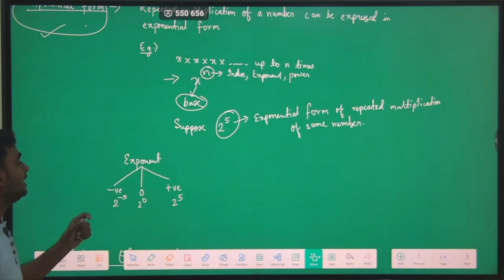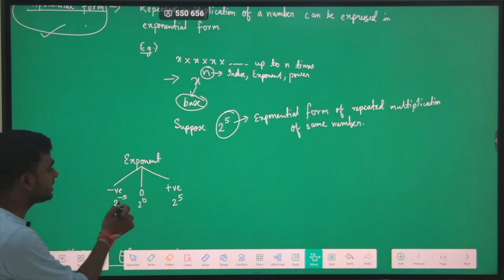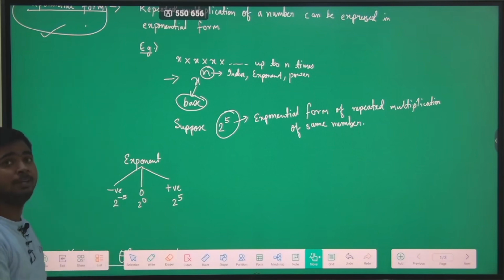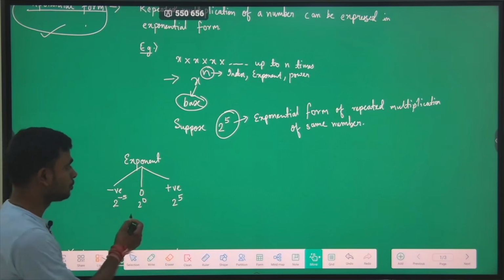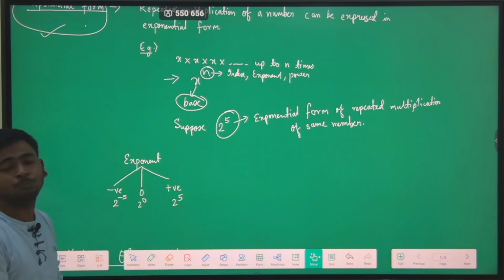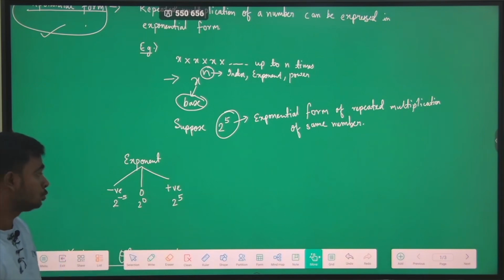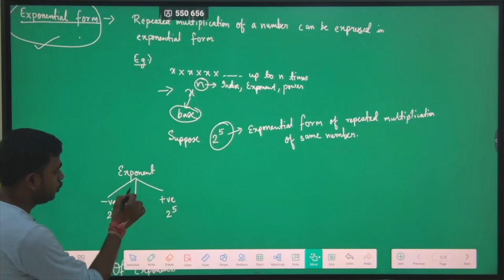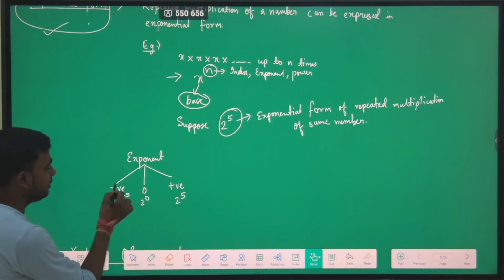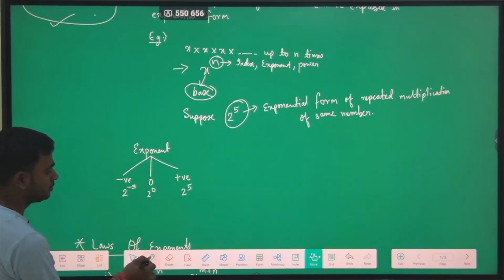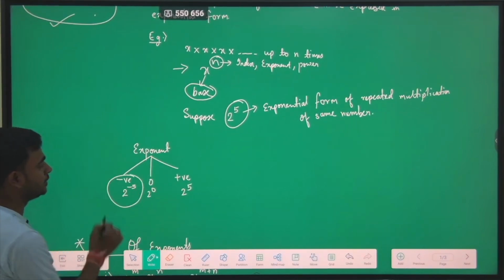If the exponent is negative, then the exponential form will be of negative exponent. In class 7, you have already dealt with positive exponents. In class 8, you will deal with negative exponents.